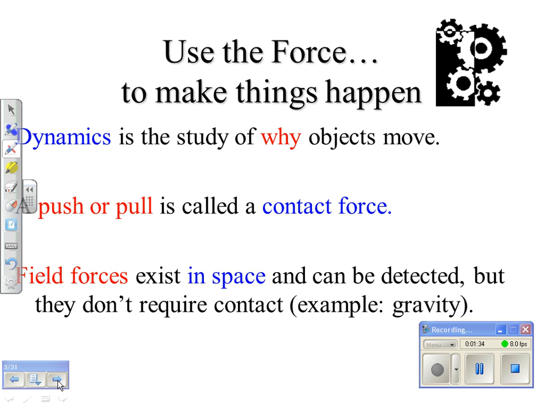This unit, hopefully you've noticed this, is called dynamics. This is a study of why objects move. Why do they move? Now, we've already studied moving objects, and we'll study that more in the future. But this unit is for studying why they move. Once again, we go back to the concept of a push or pull, which is now called a contact force. Once again, back to you pushing your sibling, there must be actually some kind of physical contact to make that happen. Now, field forces are a little different.